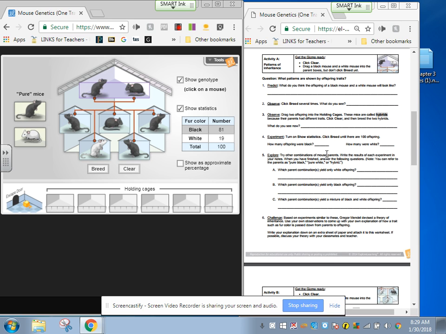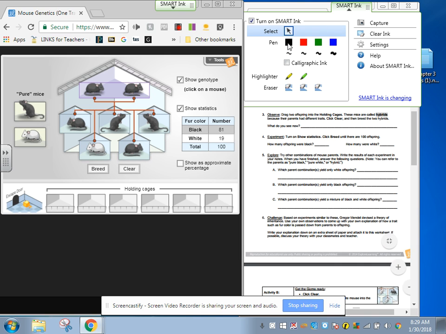Okay, so then it says try combinations of mouse parents. Write the results of each experiment in your notes. When you have finished, answer the following questions. Now, here's an important note: you can refer to the parents as pure black, pure white, or hybrid. So they give you three combinations. What two parents would yield only white offspring? Which parent combination would yield only black offspring? Which parent combination would yield a mixture of black and white offspring?